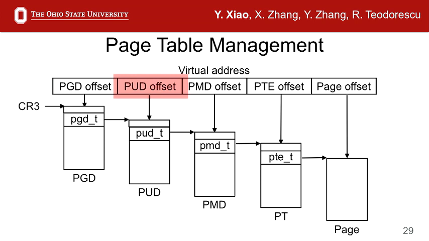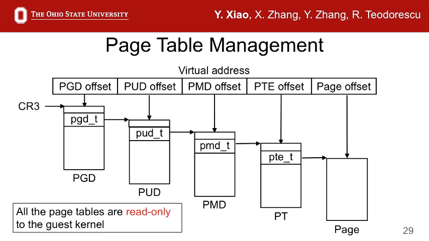When looking at the machine addresses, the kernel first gets the address of PGD from the register. Then it uses the PGD offset segment to find the PGD entry containing the address of PUD. The lookup continues in similar ways until it finally gets the machine address. Although all page tables are directly maintained in the guest memory space, they are read-only to the guest kernel. All the changes to the page table need to be checked by the hypervisor.